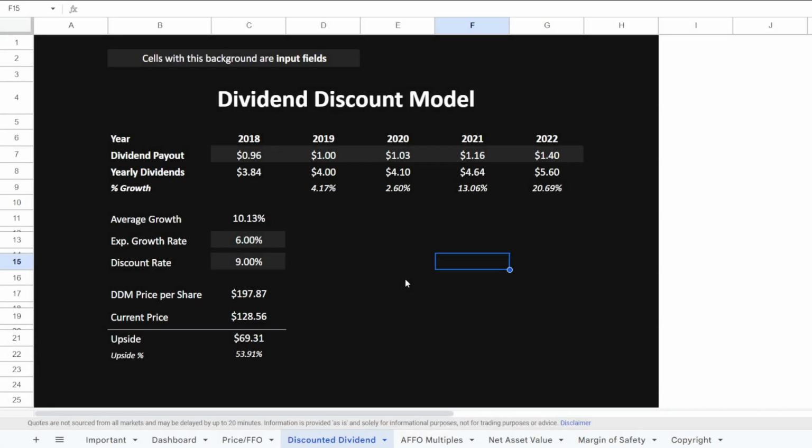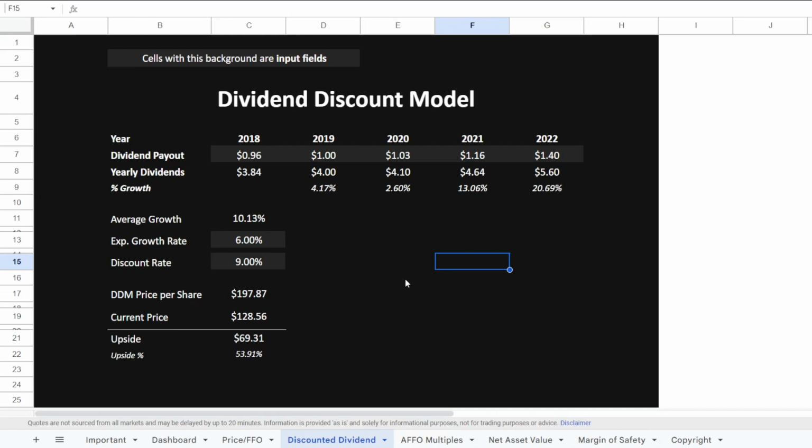The second model that we'll be using is the dividend discount model. The dividend discount model is a valuation method that calculates the present value of expected future dividends to determine the fair value of a stock. It assumes that the intrinsic value of a REIT is the sum of all its expected future dividend payments, discounted back to the present using a discount rate that reflects the risk associated with the investment.